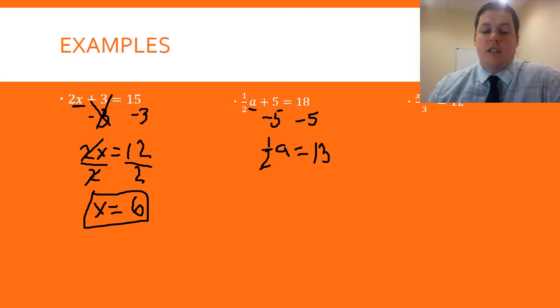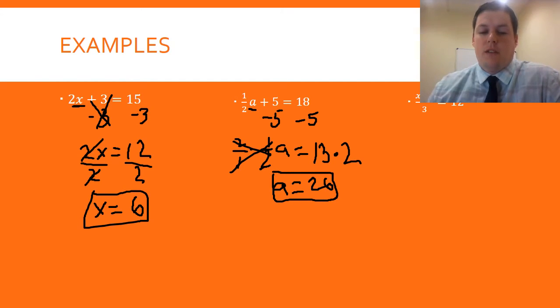Now we have a fraction, so we want to multiply by the reciprocal to get rid of the fraction, which in this case is just 2. So it's 2 over 1, but that's the same thing as 2. So we're left with just a on the left side and 26 on the right side. So our answer is a equals 26.